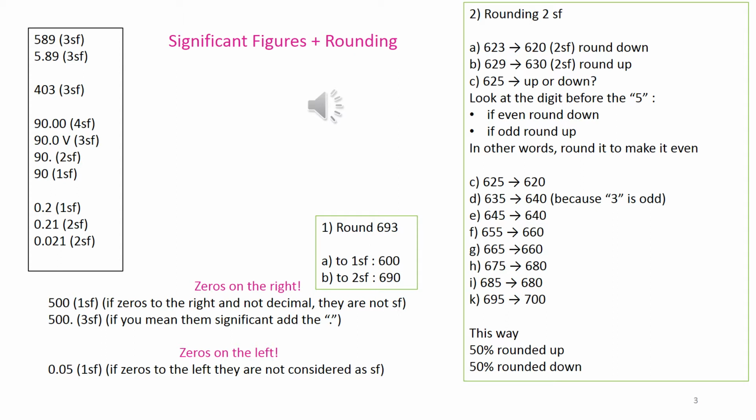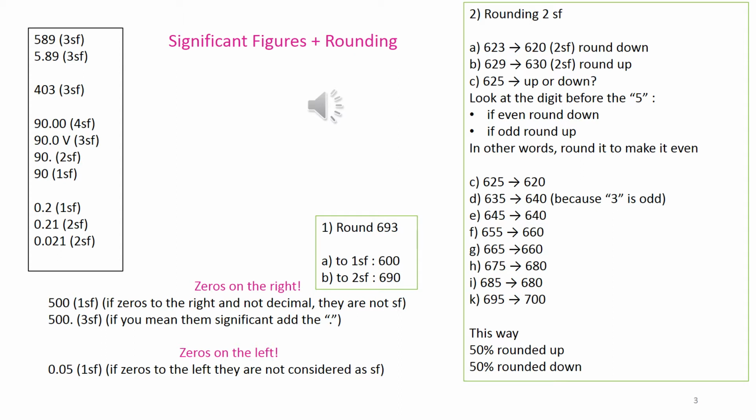Example 625, the 2 in front of the 5 is even, so you round down. And if it is 635, you round up. Now continue with the numbers from C to K in the examples, and you will see that 50% of these numbers are rounded up and 50% are rounded down, so we are fair with the 5. Okay. Now, rounding is essential, like you will see in the next slide.